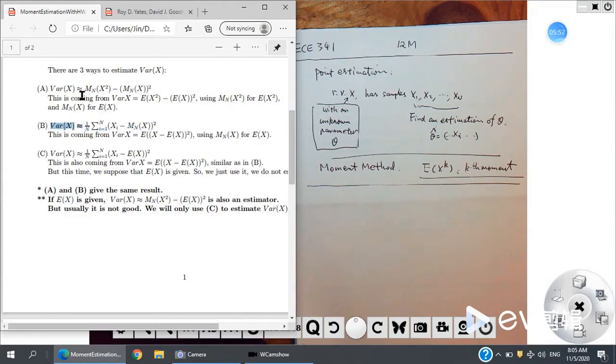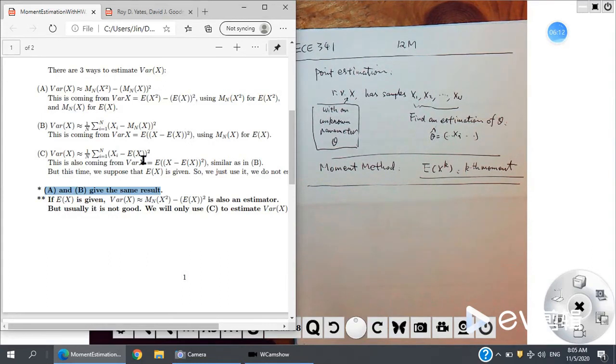It can be proved that A and B give the same result. The formula looks different and the way to calculate is also different, but actually they are totally equal.